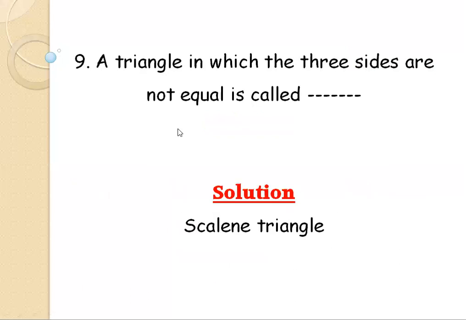The next question says, a triangle in which the three sides are not equal is called, take note, are not equal, not that the three sides are equal. The three sides are not equal. Such a triangle is called a scalene triangle. If all the sides are equal, we call it an equilateral triangle. If two of the sides are equal, we call it an isosceles triangle. If one of the angles is a right angle, we call it a right angle triangle. But if the three sides are not equal, you call it a scalene triangle. Do we understand that? Good.